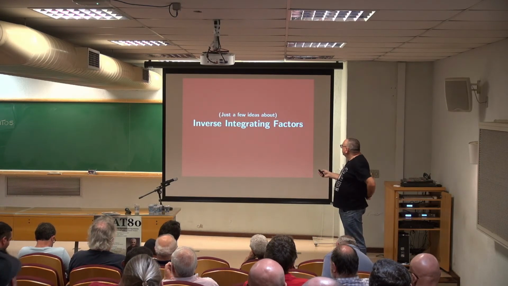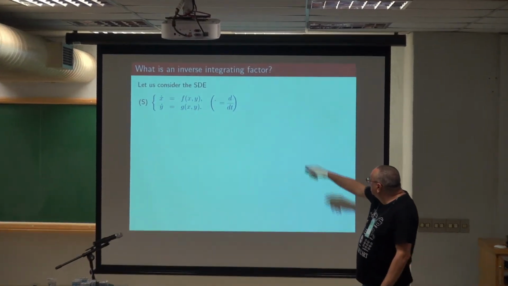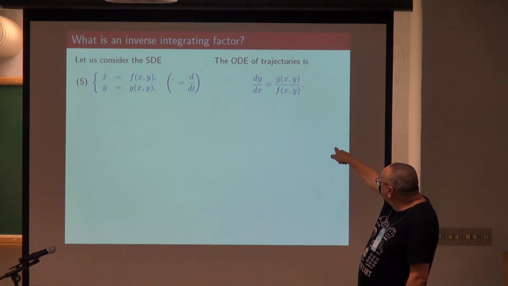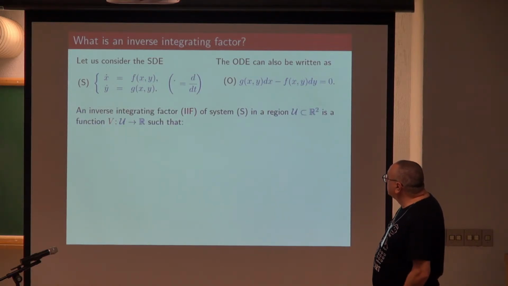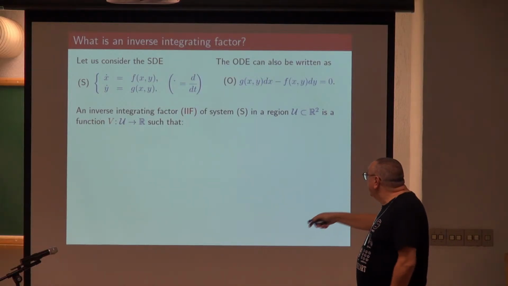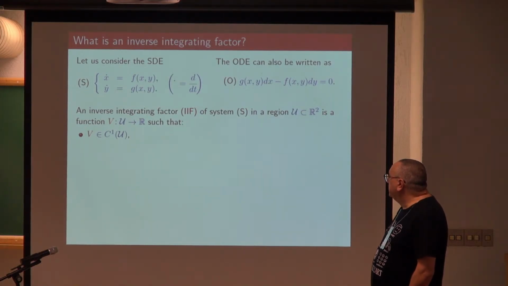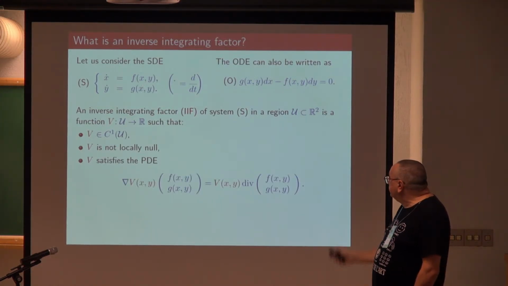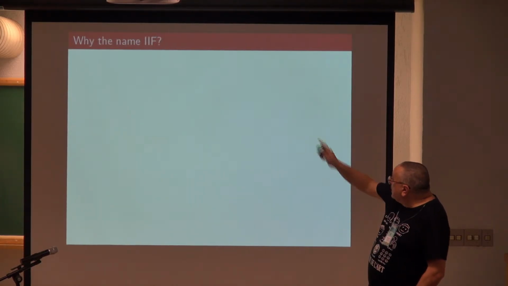Okay. Well, so what is an inverse integrating factor? For a planar smooth system like this, the system can be written in this way. These are the trajectories, or this way, the one you prefer. An inverse integrating factor of this system in a region of the plane is a function phi that has continuous derivatives, is not identically null, and satisfies this PDE. This is an inverse integrating factor. You may be thinking, why the name inverse integrating factor?